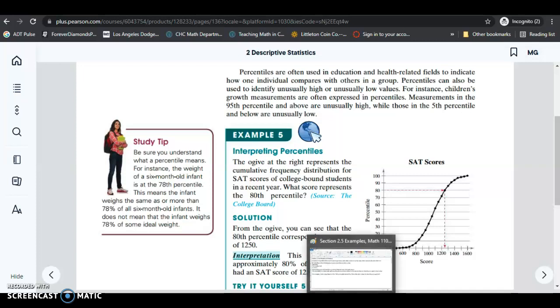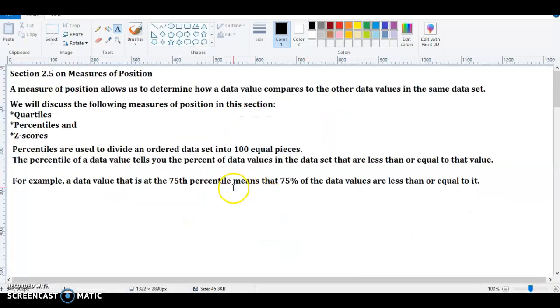So just really quickly, let's summarize what a percentile is. Percentiles are used to divide an ordered data set into 100 equal pieces. The percentile of a data value tells you the percent of data values in the data set that are less than or equal to that value. So for example, a data value that is at the 75th percentile means that 75% of the data values are less than or equal to it.